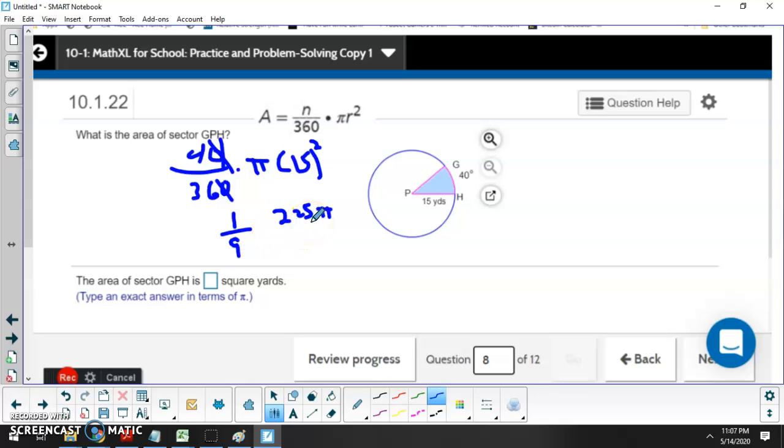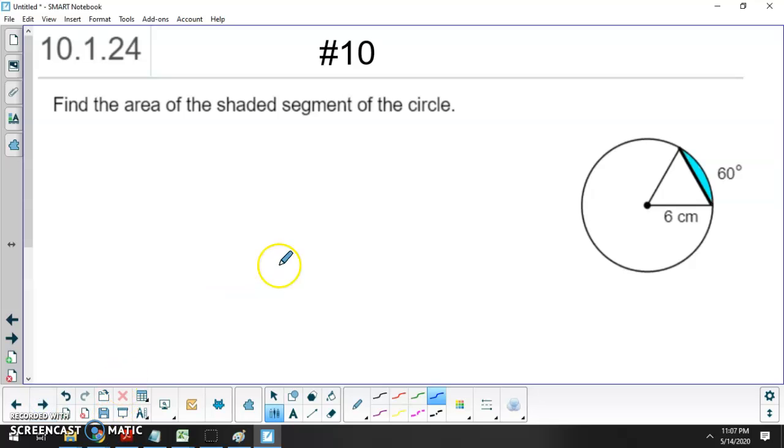All right, and I don't know if 225 divides by 9. I have a feeling it does. So that's how you would do that one. Divide 225 by 9, and you get something pi. All right, let's go to this one.